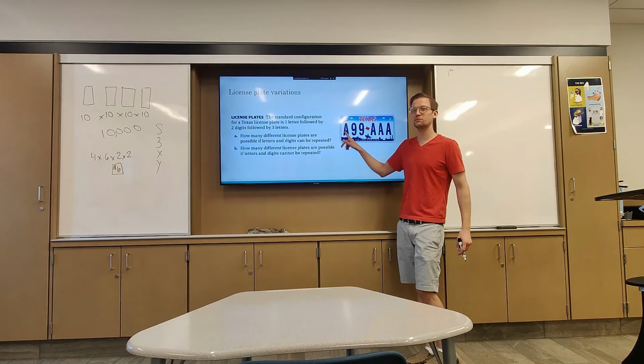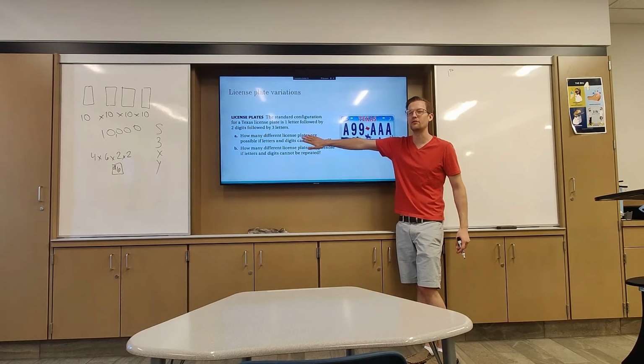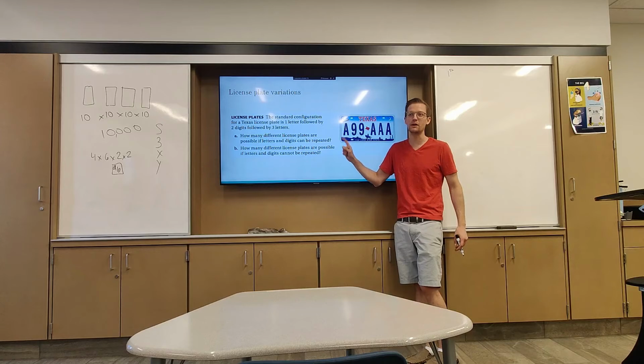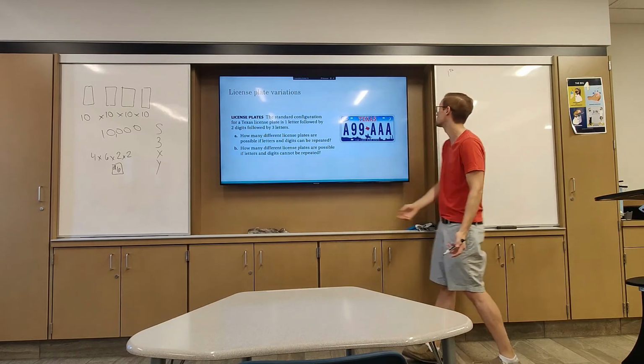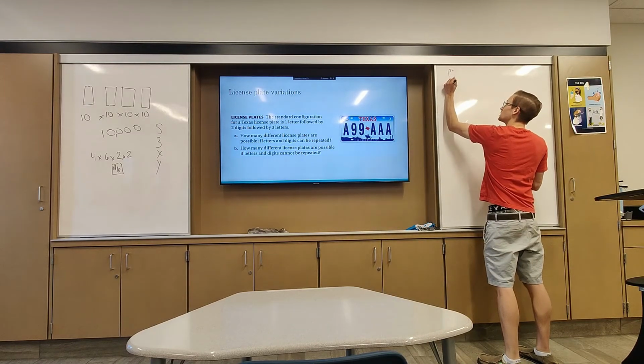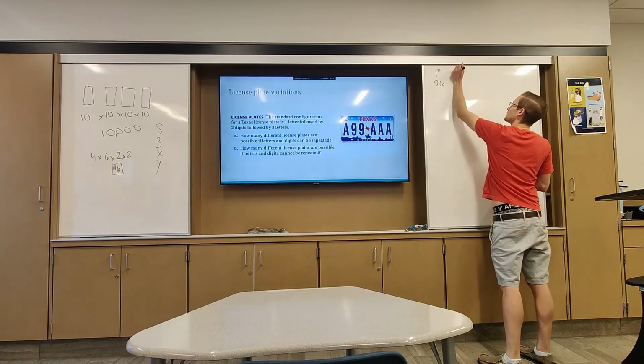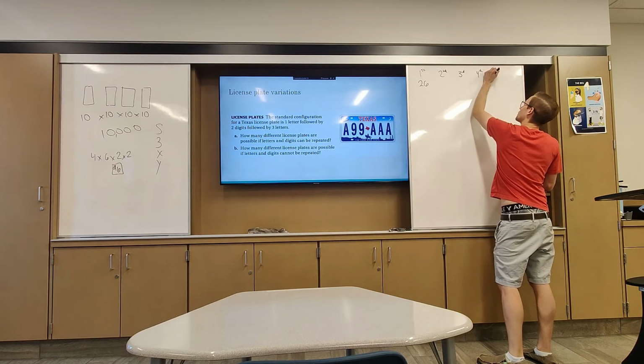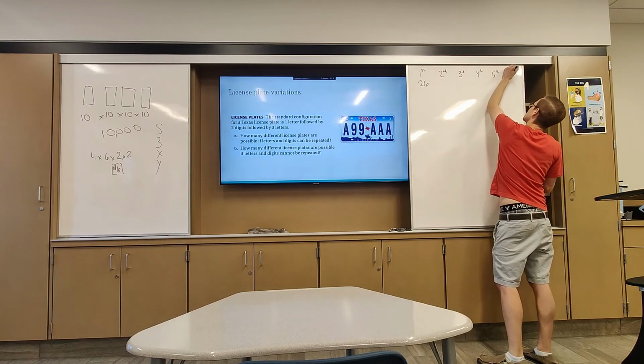So, in the first spot, Raul, how many options do I have? Let's do A first. 26. I have 26 different options because the first spot has to be a letter, and there are 26 letters. So my first space has 26, second, 10, third, fourth, fifth, and sixth.